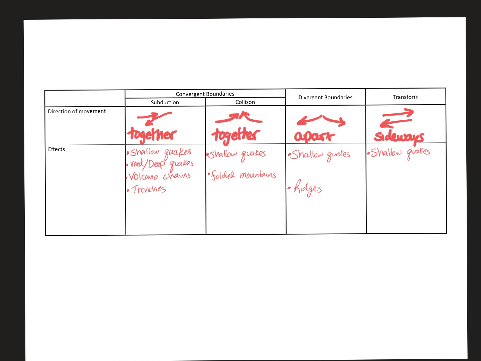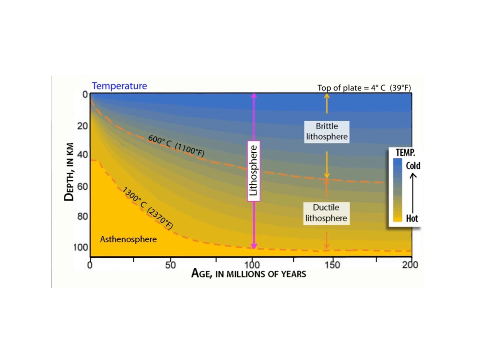So having a shallow earthquake helps us identify where there are plate boundaries, because earthquakes occur at plate boundaries, but it doesn't help us identify what type of boundary it is. For that, we're going to need to look at the other stuff. Let's start with why we also see medium and deep earthquakes at subduction, but not at the other three. To understand why earthquakes occur at different depths, we need to look at the temperature profile in the plate.